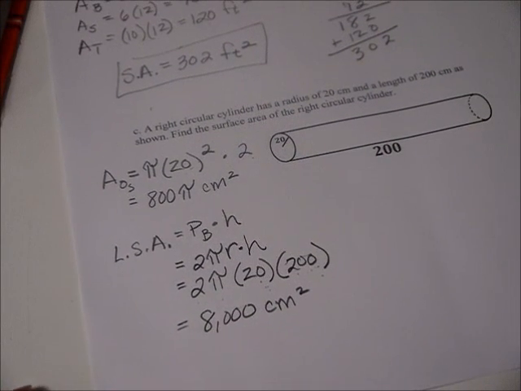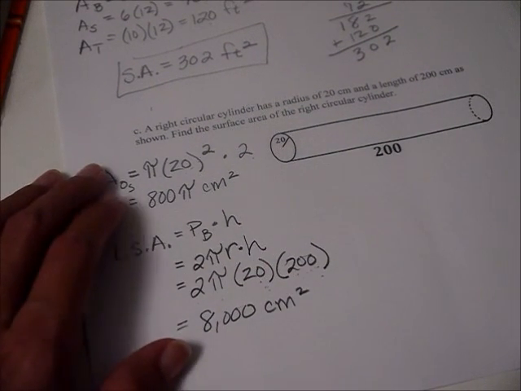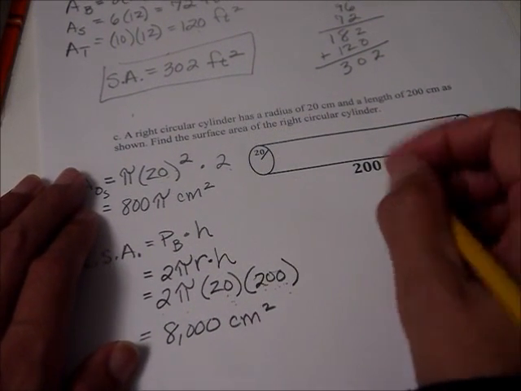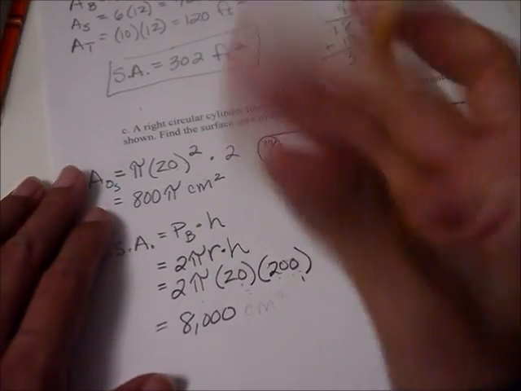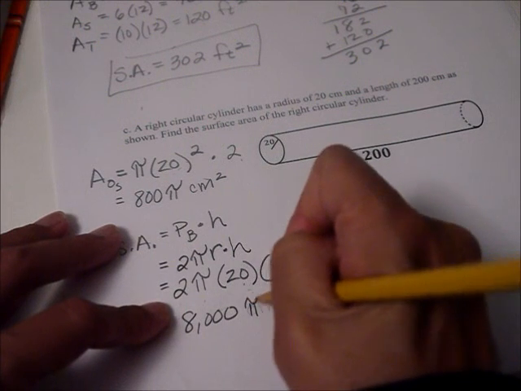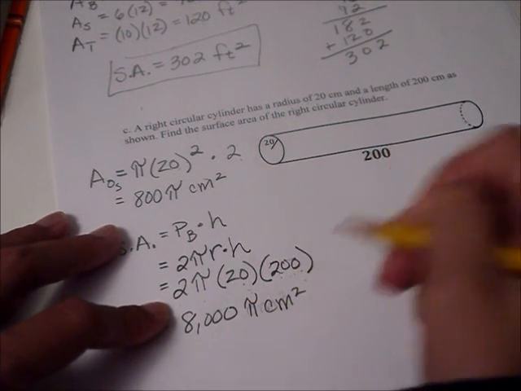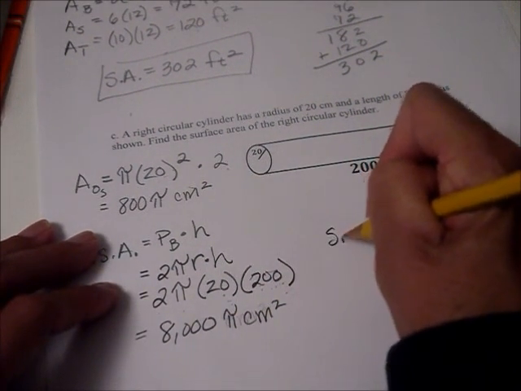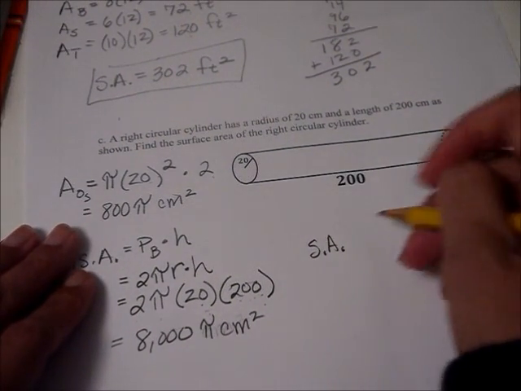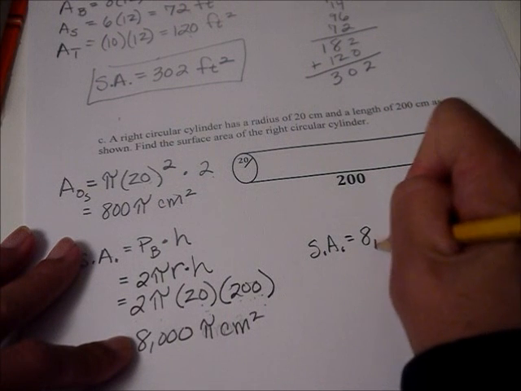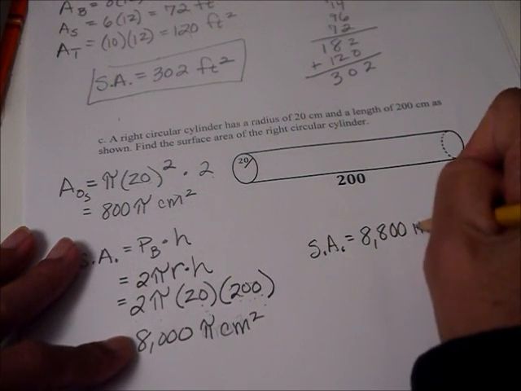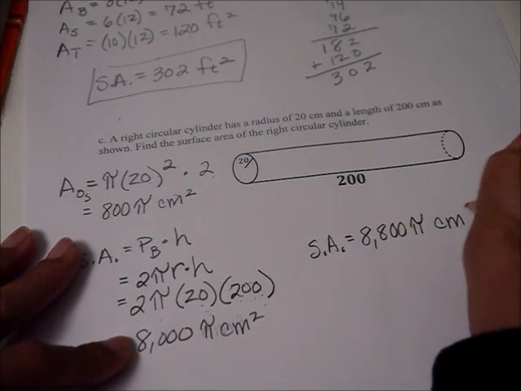Okay, and now we just add that to the area of the bases. So our total, oh, I forgot the pi. Hope someone saw that. It's 8,000 pi centimeters squared. So our total surface area is 800 pi plus 8,000 pi. So we're going to go with 8,800 pi centimeters squared.